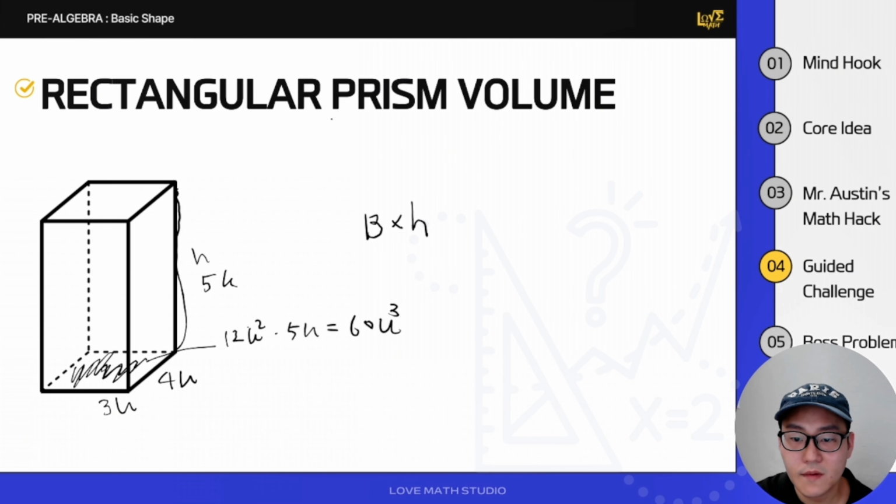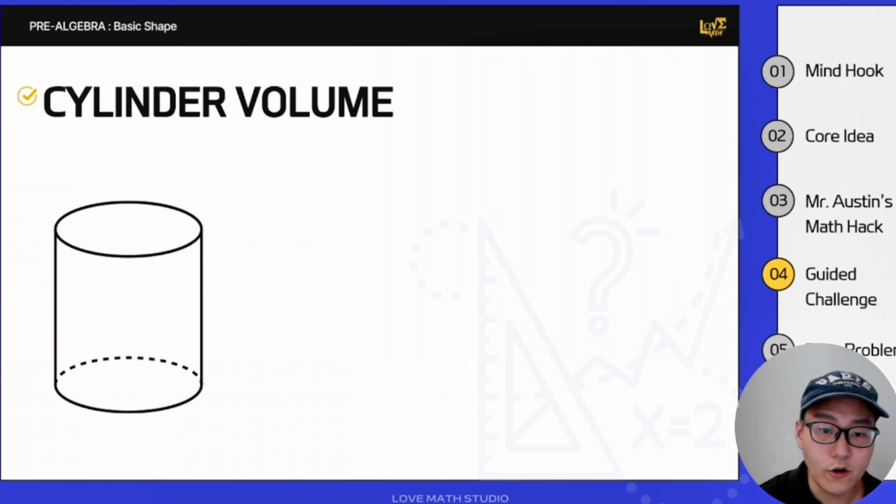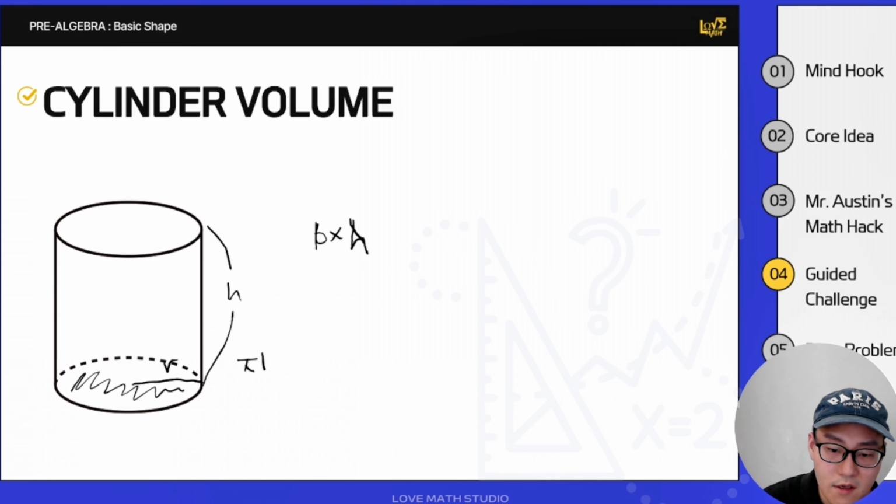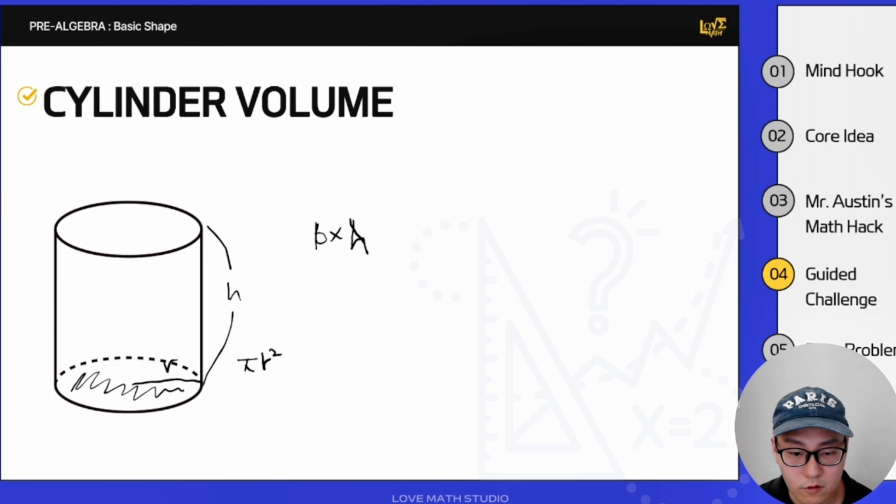Very simple, isn't it? And next volume is volume of cylinder. Cylinder is a little different, but as I told you, the basic is the same: the base area times height. This is your height, and how do you find the area of the circle? If that's radius, pi times radius square is the area of the circle of the base on the cylinder.